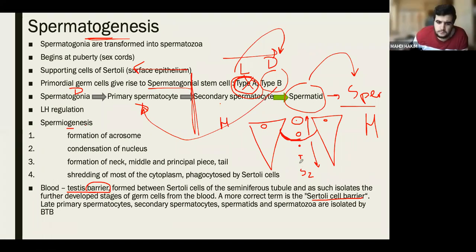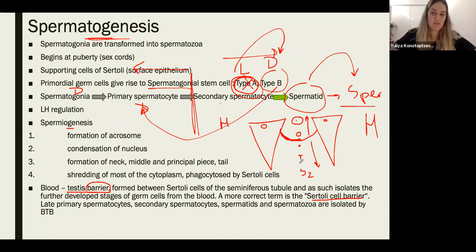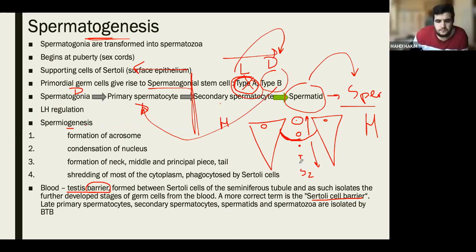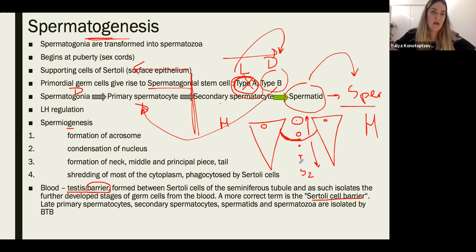Haploid. Very good. So the blood-testis barrier, the Sertoli cell barrier, protects the haploid cells. From who? From lymphocytes. Very good. From immune cells, from lymphocytes. Haploid cells are weird for our body. How come you don't have another chromosome? Like, what's wrong with you? Okay, so that's what is going on through the lymphocytes' mind.